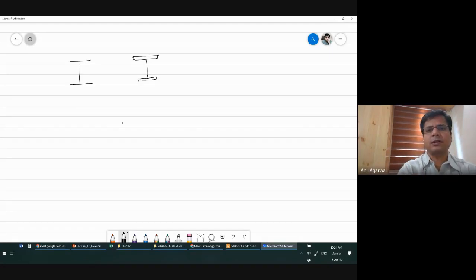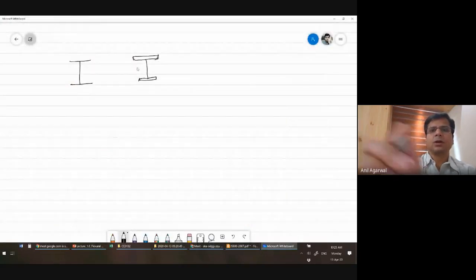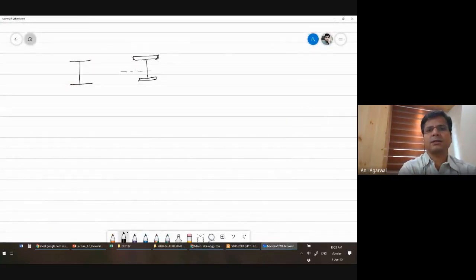Thicker and wider than the other flange, which is a very common type of beam design. And in this kind of cross section, this is singly symmetric, clearly, right? So whether it is symmetric about the minor axis or about the major axis? Somebody please answer. Minor axis. Very good.